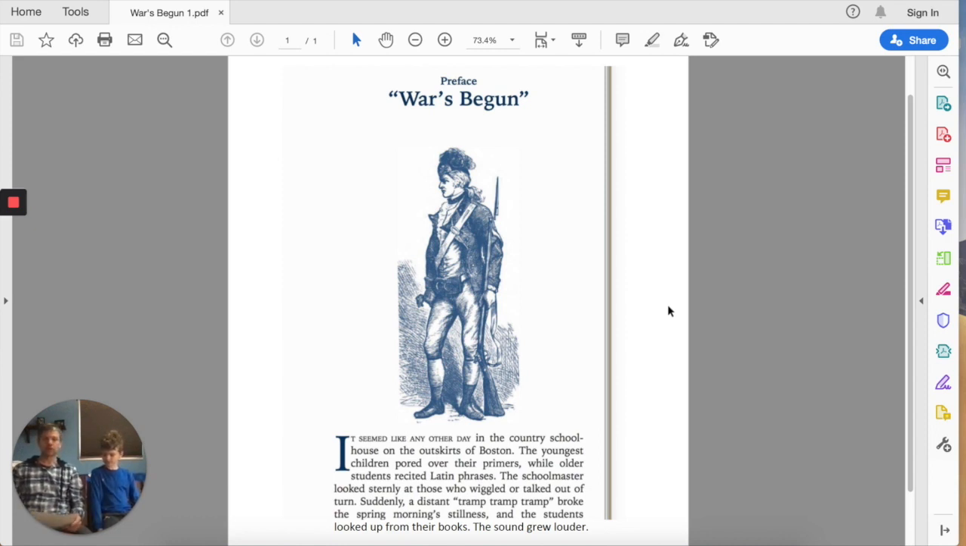All right. War's begun. It seemed like any other day in the country schoolhouse on the outskirts of Boston. The youngest children pored over their primers.